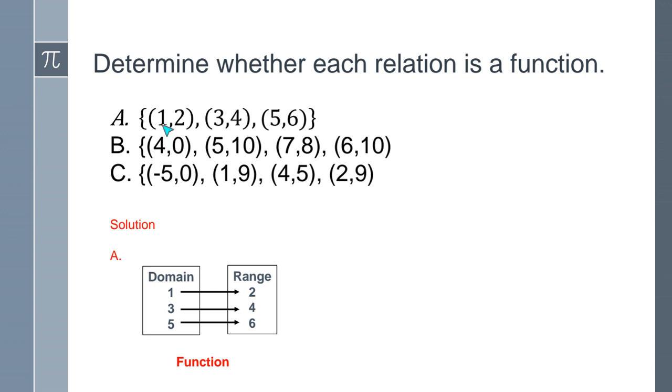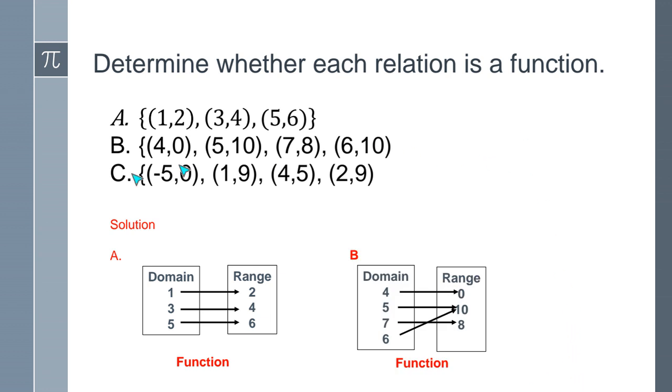In the ordered pair, 1 goes to 2, so I draw my arrow. 3 goes to 4, and 5 goes to 6. So all of my domain elements are going to exactly one thing in my range. Therefore, it's going to make it a function. Let's look at letter B.